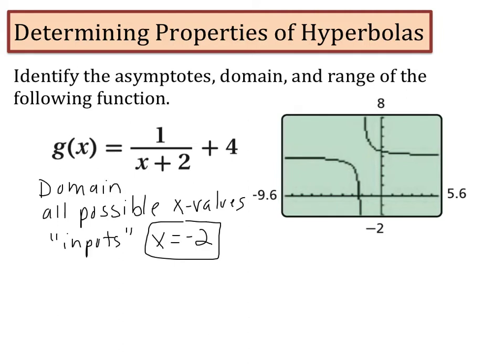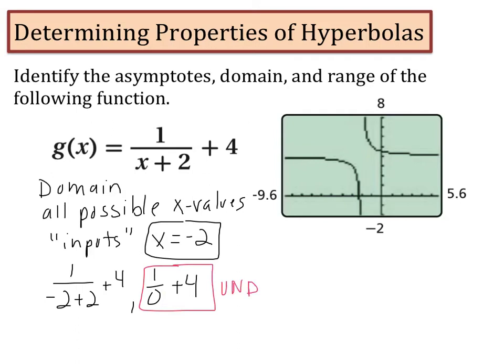Well, if I put in x equals -2, I'd have 1 over -2 plus 2 plus 4. That would give me 1 over 0 plus 4. And we know that you can't divide by 0, so this would be undefined. So the domain for this function is all real numbers, but x cannot equal -2. So, interestingly enough, the domain is just the vertical asymptote.